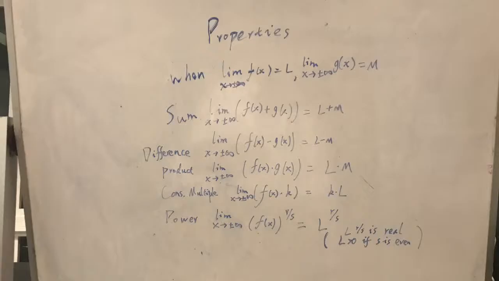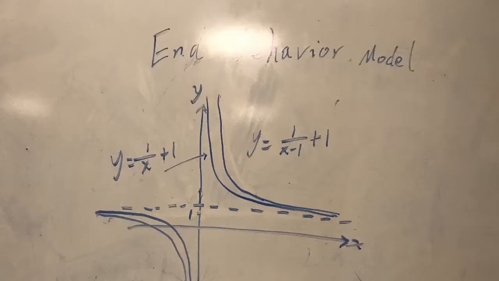The properties of limits approaching infinity are virtually the same as the properties of limits in general. You can pause if you want to take notes, which will be a good chance to remind you of the general properties of the limits. With this in mind, let's now look at the end behavior model.